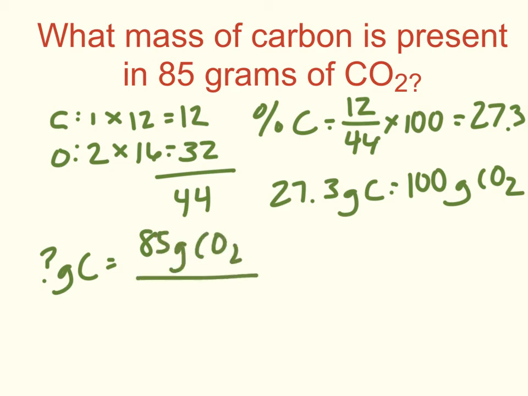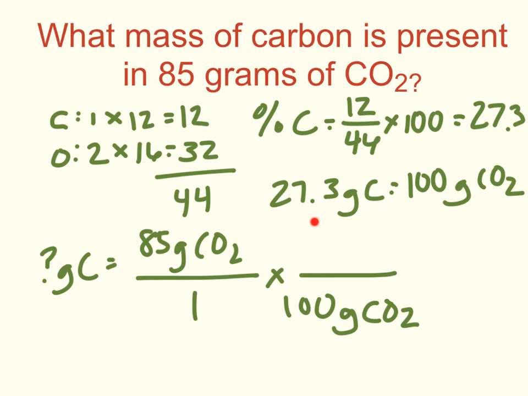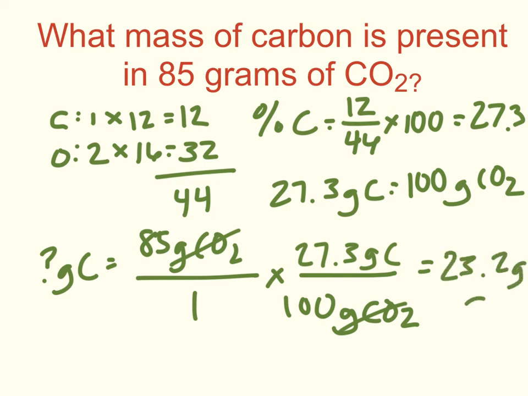So now to find out how many grams of carbon are in 85 grams of carbon dioxide, I take what I'm given and put it over 1. I want grams of carbon dioxide on the bottom to cancel, and based on my conversion factor, the number that goes with grams is 100. I'm going to put the rest of my conversion factor on the top of my fraction, so 27.3 grams of carbon goes on top. Grams of CO2 cancels, and to solve the problem, I take 85 times 27.3 divided by 100, and I get a total of 23.2 grams of carbon.